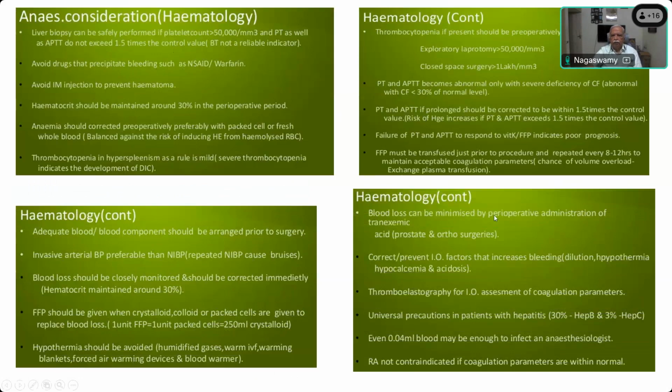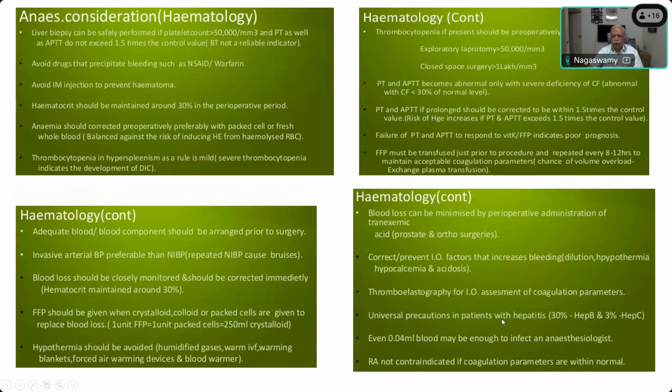And blood loss should be minimized, especially if there is prostate or other ortho surgeries. You can use tranexamic acid. Correct and prevent factors that increase bleeding, intraoperative factors like dilution, hypothermia, and use thromboelastography assessment, as I said earlier.